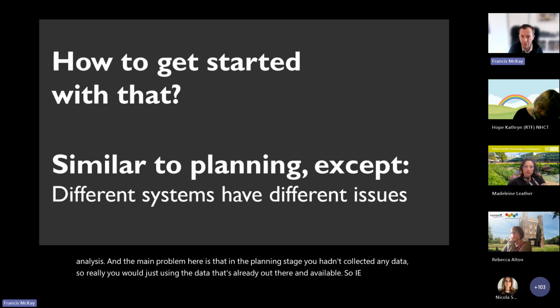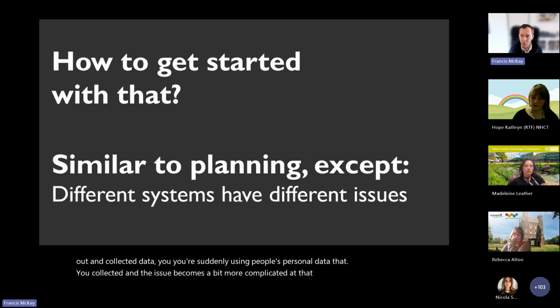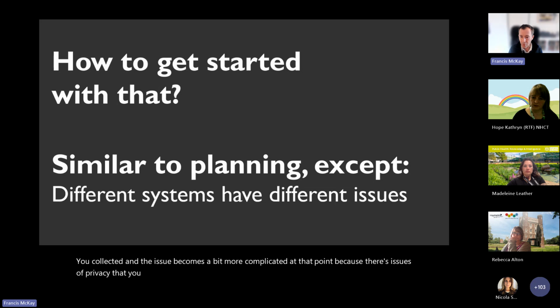Tertiary data, the published stuff. That's fine, you can use any system for that. But once you've gone out and collected data, you're suddenly using people's personal data that you collected, and the issue becomes a bit more complicated at that point because there are issues of privacy that you have to take into consideration. At this point, we have different systems we can use, and each has different pros and cons.